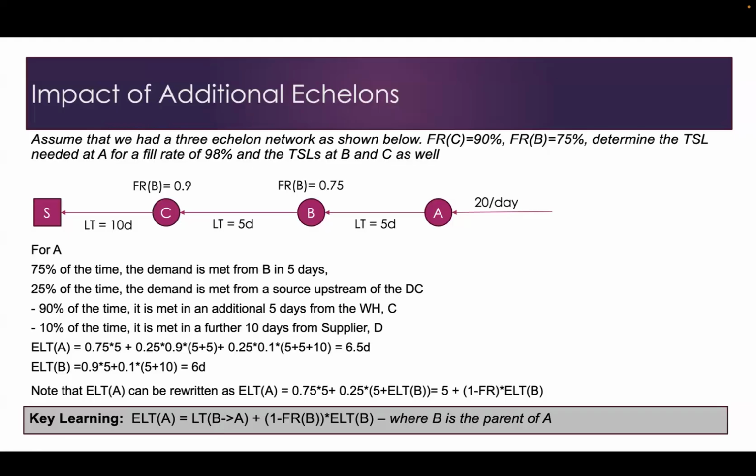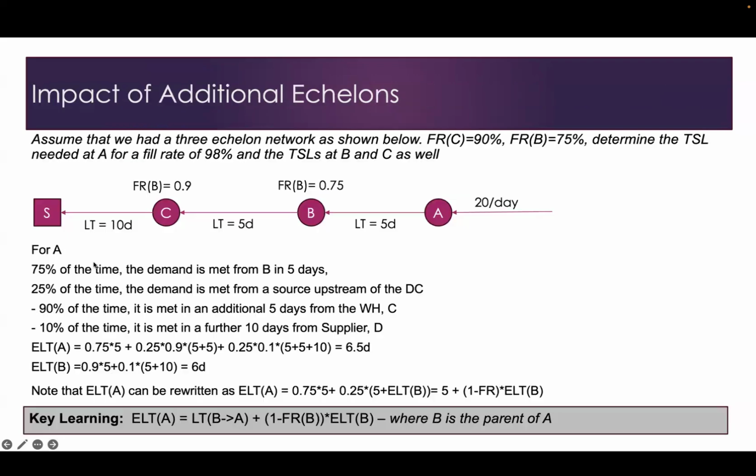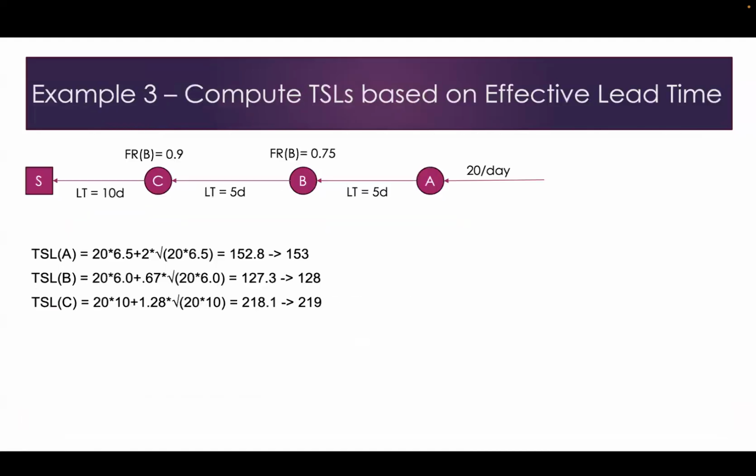And it's, again, not a very complex mathematical, nothing here. I've not made any major assumptions or anything. So guess what? I'm just going to do this very quickly. TSL of A is 20 times 6.5, anyway. So this is just pro forma calculations. I've calculated the effective lead times for A and B from the previous slide. Sorry for jumping through a little bit, but it's 6.5 and 6 days.